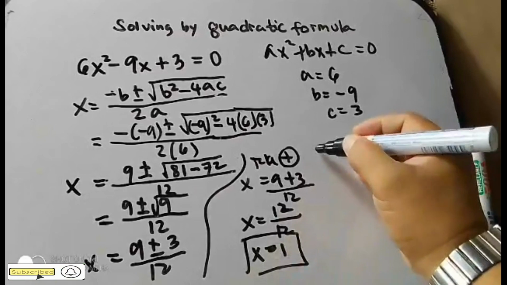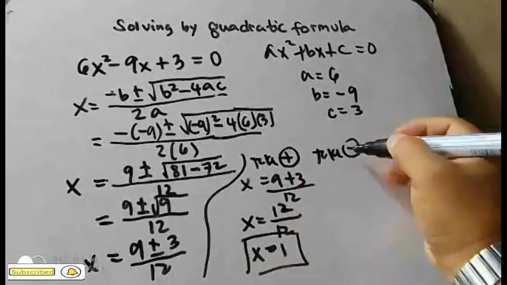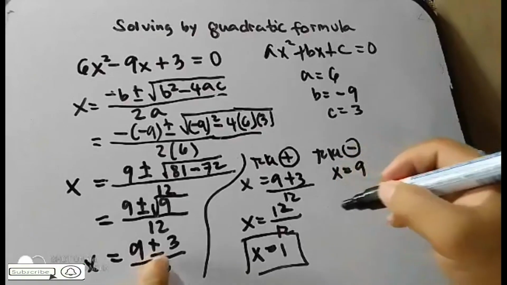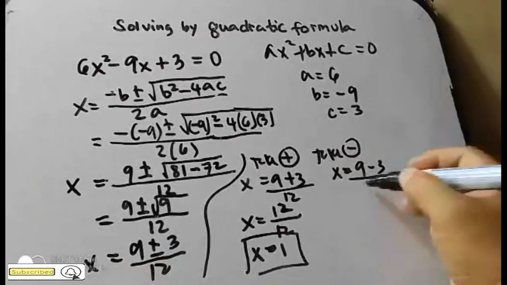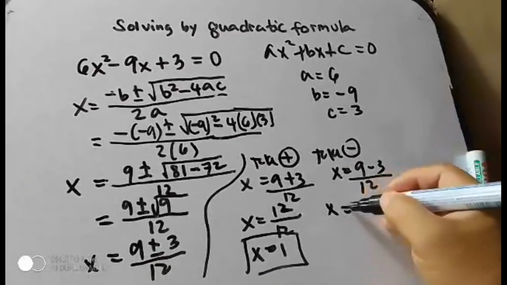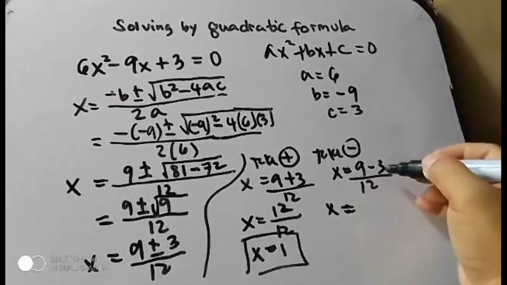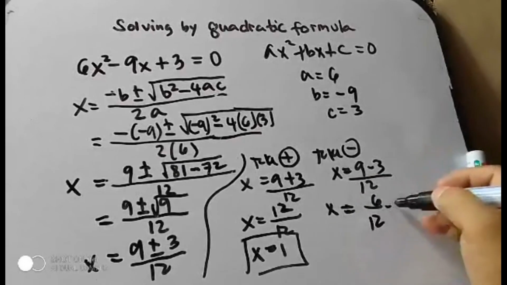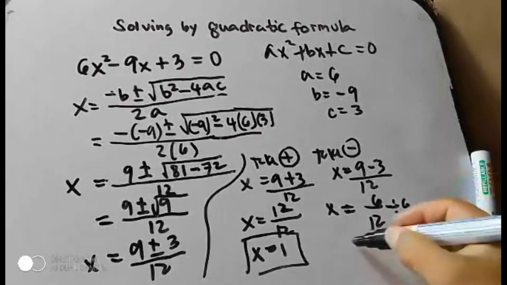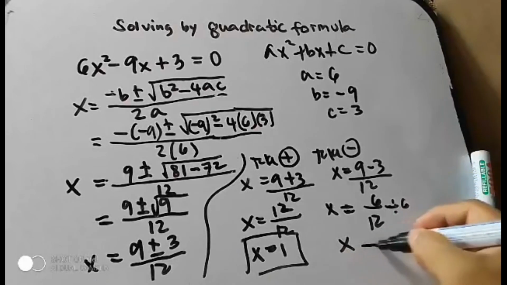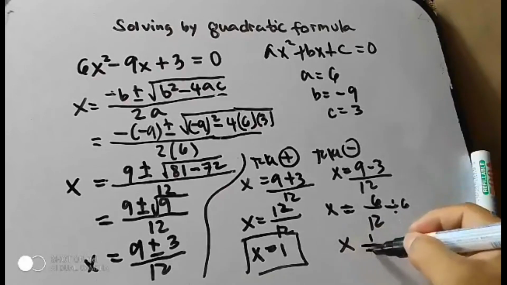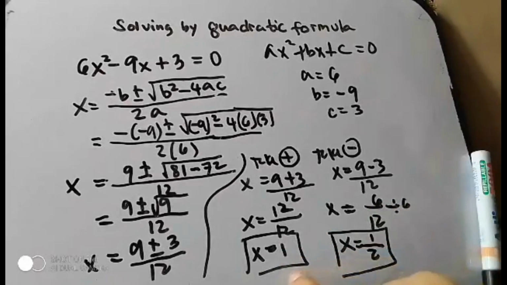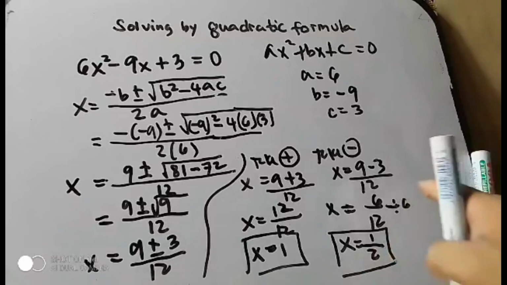So take negative sign, x was 9 negative 3 over 12, then x, 9 minus 3 ay 6 over 12, then common dito, pwede mo i-divide ay 6, so 6 divided 6 ay 1. 12 divided 6 ay 2. So, yung value ng x ay 1 over 2. 1 and 1 half. So, check natin by factoring.